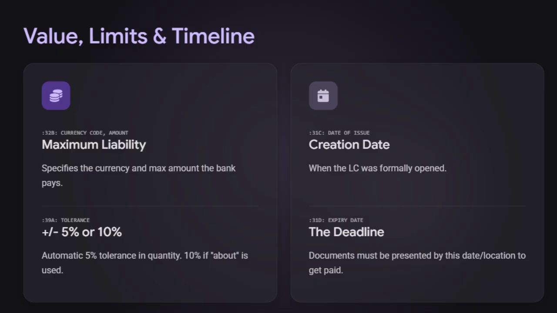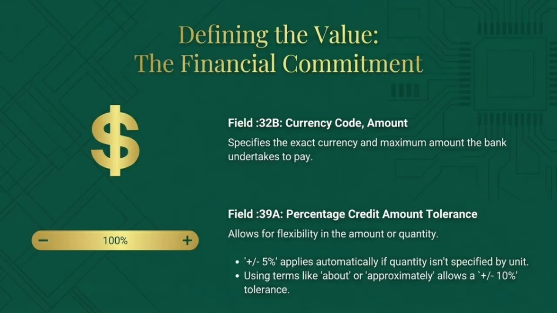Next up, let's talk money. Field 32B is pretty straightforward. It just states the currency and the maximum amount the bank is promising to pay. Then we have Field 39A, which is really interesting because it defines the rules for flexibility, or what we call tolerance, in the amount of goods shipped or the final value.